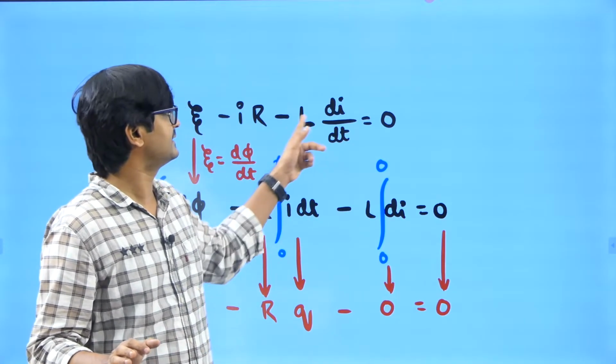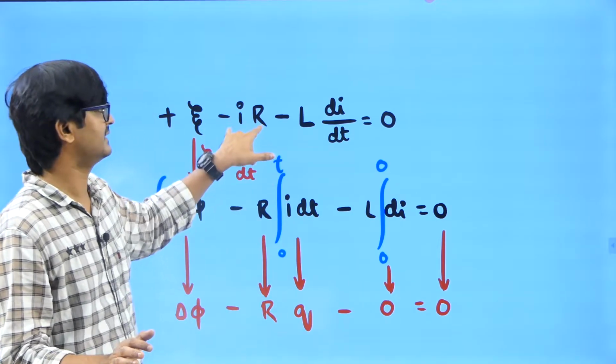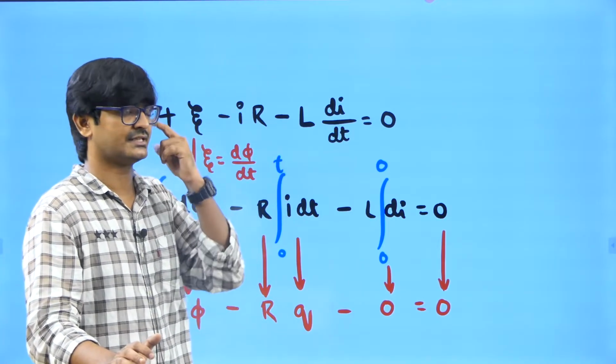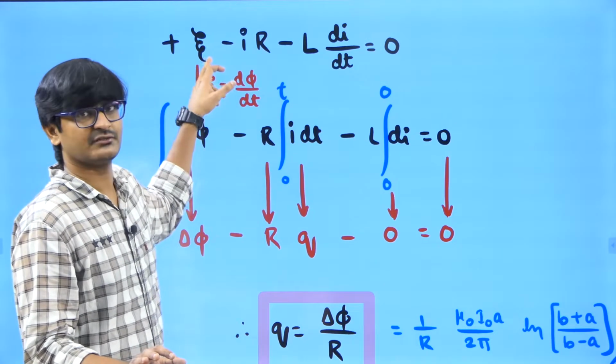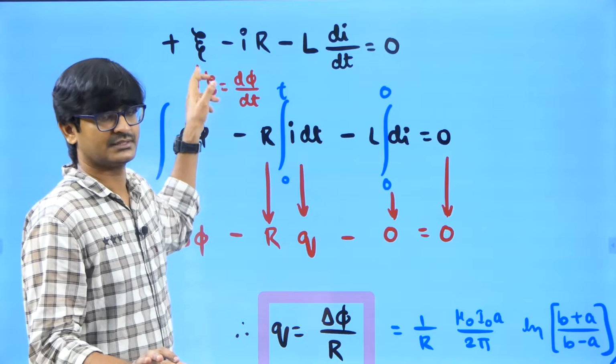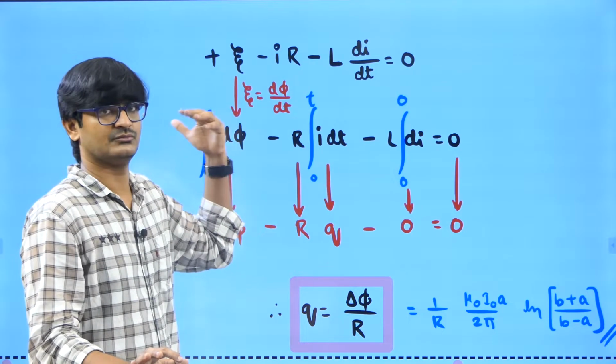E minus IR minus L di by dt equal to 0. This is happening because of motional EMF. This is opposition by resistance. This is opposition by self-inductance, right? Now what we need? This EMF is because of the rate of change of flux happening through the loop, right? Faraday's law, or the reason here was motional EMF.